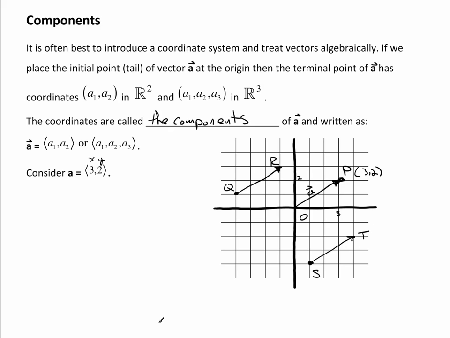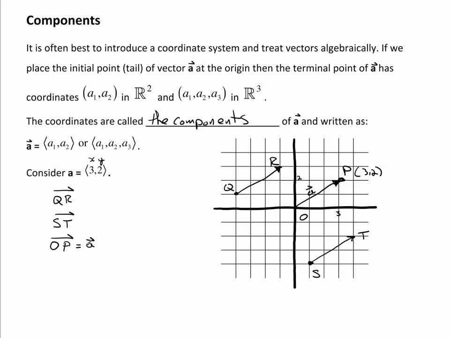So what we have now are 3 different vectors. We have the vector that goes from Q to R, and I have the vector from S to T. The order is extremely important because it tells me what direction I'm going, from Q to R versus R to Q. And then I have the vector OP, which is actually vector A.